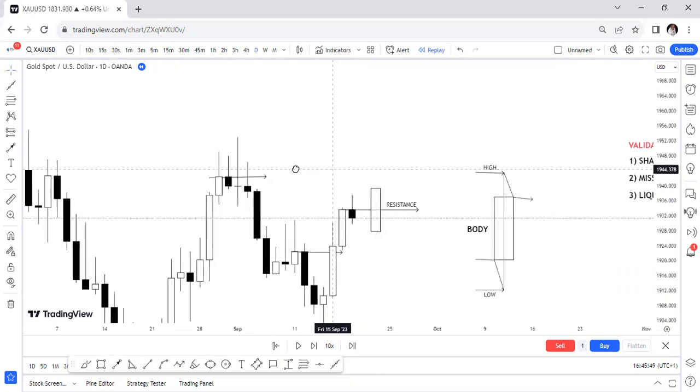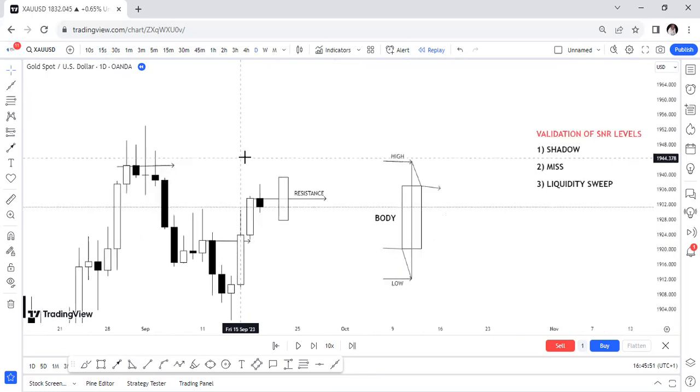A wick validates an SNR level because it indicates what? A price rejection of that level. If you don't see a wick, you don't trade. Take note of this validation too. If you don't see a wick, you don't trade. You must confirm a level with a wick.